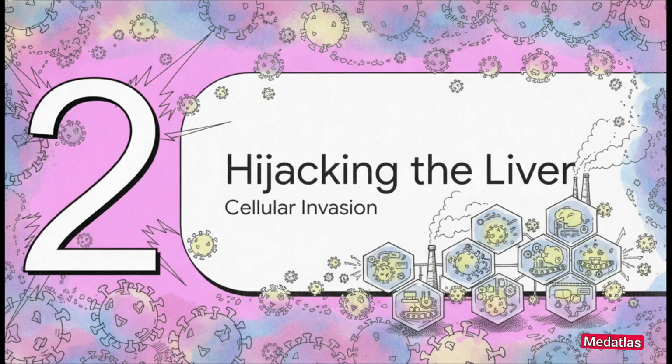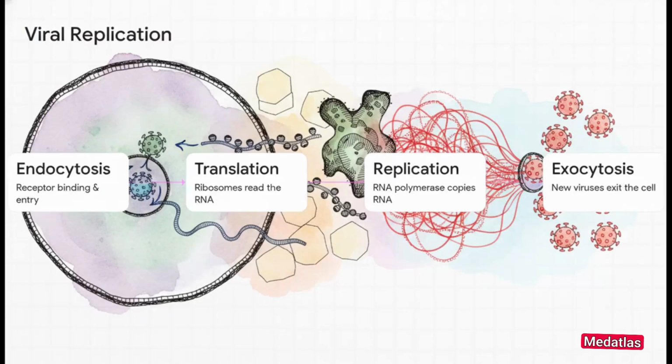Section 2. Hijacking the liver factory. Once it arrives, the invasion is on. The virus basically turns our main liver cells, the hepatocytes, into its own personal manufacturing plants. It binds, slips inside via endocytosis, and drops its RNA. Then our very own ribosomes get tricked into reading this RNA to build viral capsids and an RNA polymerase enzyme. That enzyme just churns out tons of new viral RNA, which gets boxed up and shipped out via exocytosis.